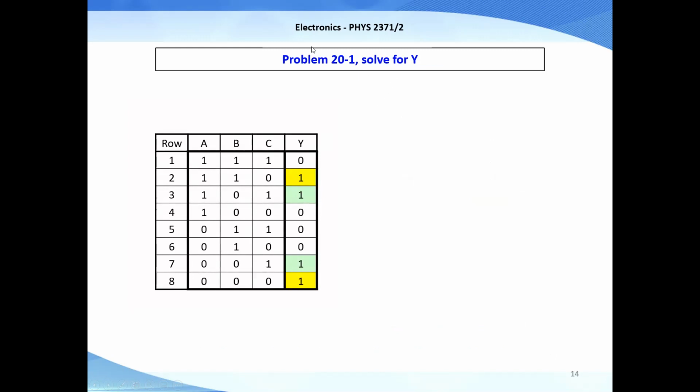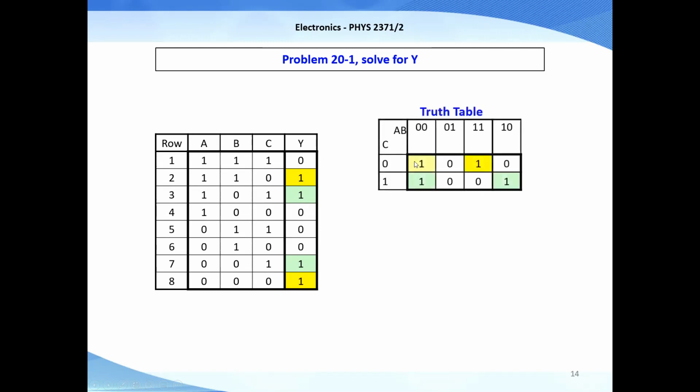Okay, so here's the problem, number 1. We're going to solve for y. So you have A, B, and C, and when you have a certain A, B, and C, you're going to get a value of y. So y is equal to the number ABC. Here you have A and B. This would be A, this would be B, or this would be A bar, and this would be B bar. And this row here would be C bar, and this row here would be C.